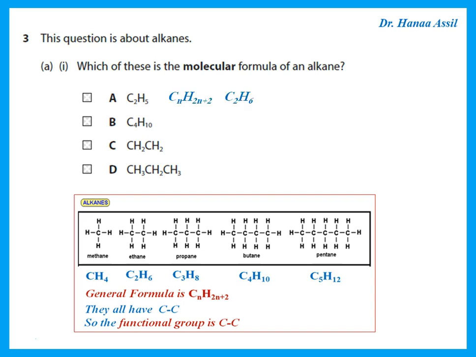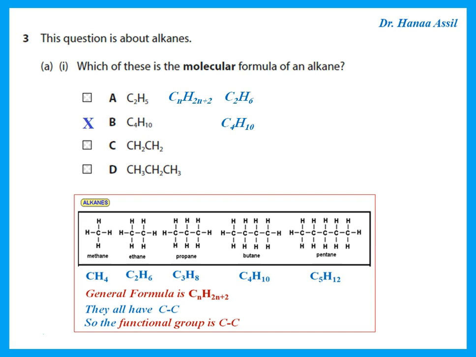C2H5 does not obey the rule of CnH2n+2. If I have 2 carbons, I should have 2 times 2 is 4, plus 2, it should be C2H6. So A is wrong. What about C4H10? Well, if I have C4, 2 times 4 is 8, plus 2, 10. So this is actually my answer.